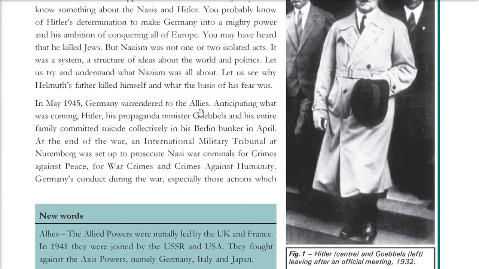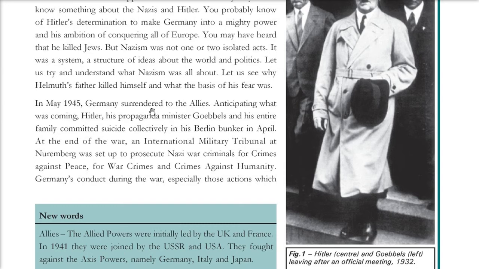Now there are two powers because it was a world war. The Allied powers were initially led by the United Kingdom, that is Britain, and France. In 1941, they were joined by the USSR and USA. So the USSR, USA, UK and France were on one side, and the Axis powers, Germany, Italy and Japan, on the other side. So this was the World War.